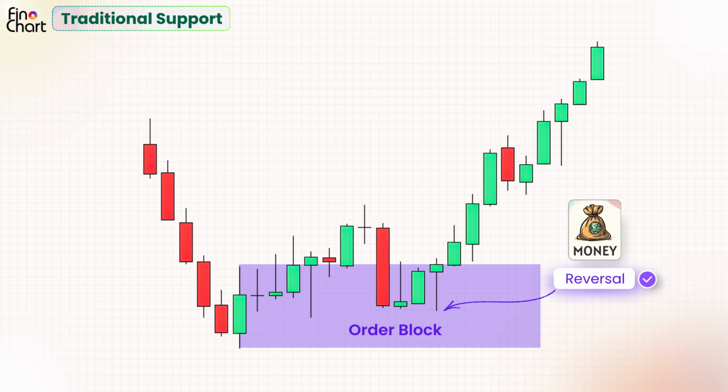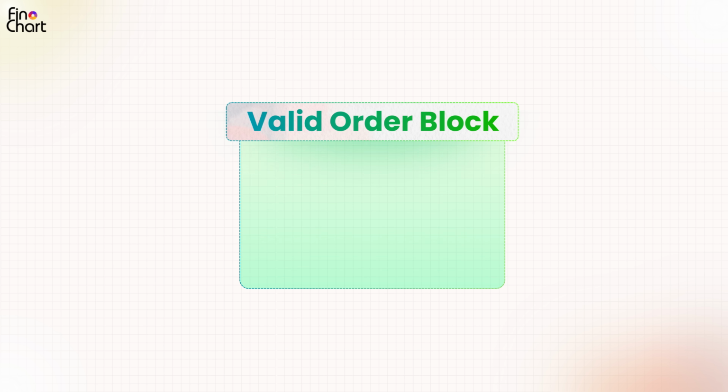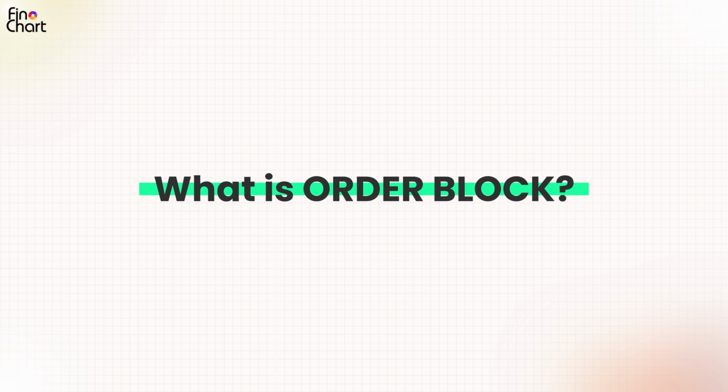And today, I'm going to show you how to identify the valid ones, not the garbage areas that most YouTube tutorials teach you to mark. There are specific rules that separate a real order block from a fake one, and if you don't know them, you're basically trading blindfolded. So let's get into it. What exactly is an order block?